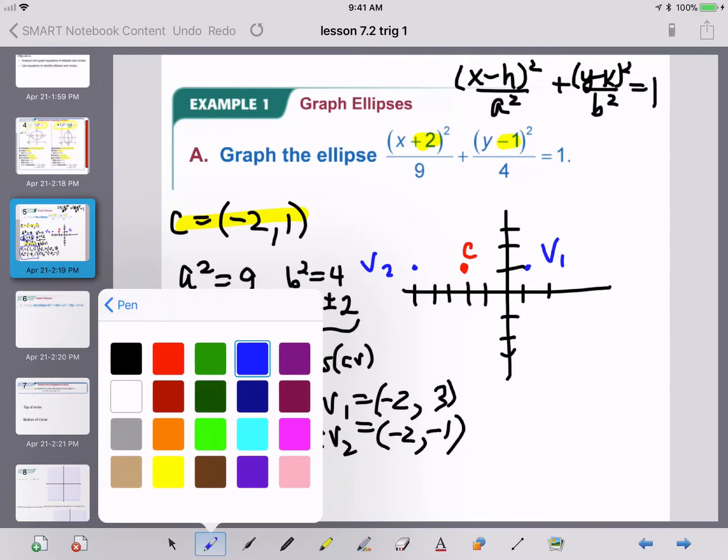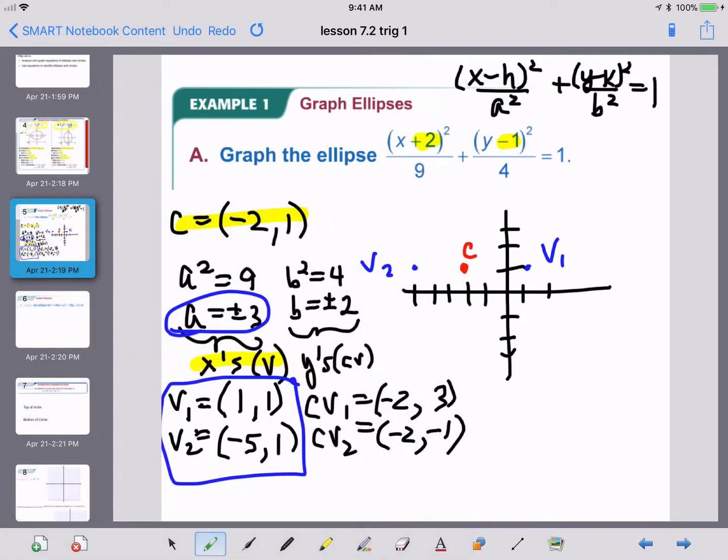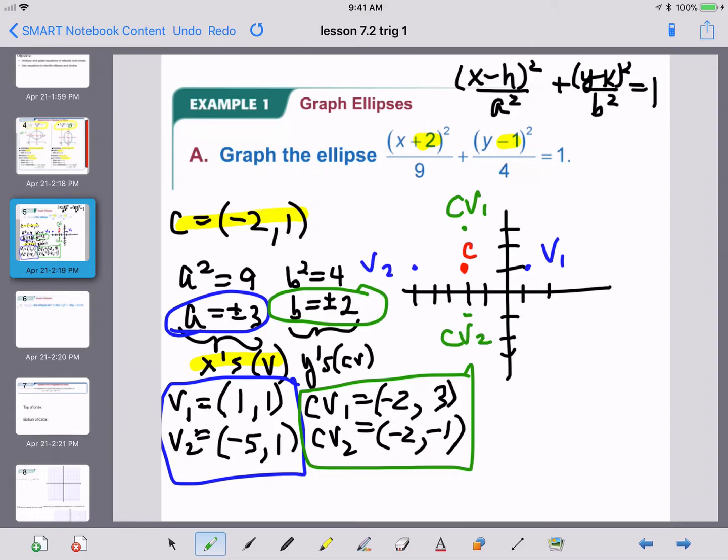Now remember our b values were a change by plus or minus 2. That's where our co-vertices came from. And we changed the y value. We counted up 2 and down 2. Those are our co-vertices. And then you just make a little egg shape. At this point, we don't really need to know much more than that.